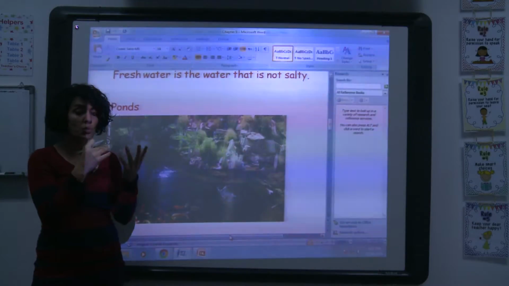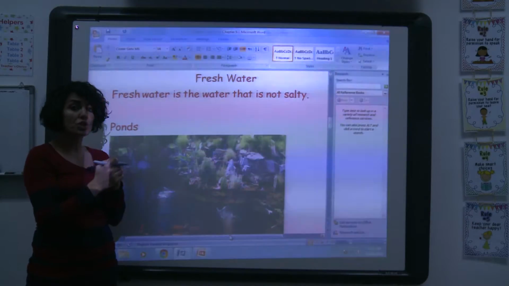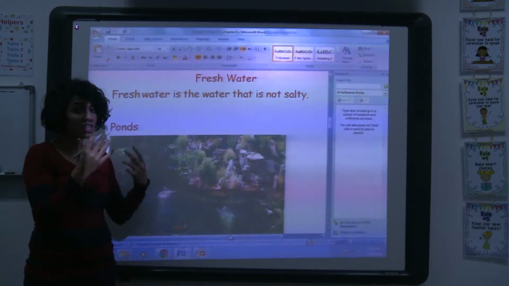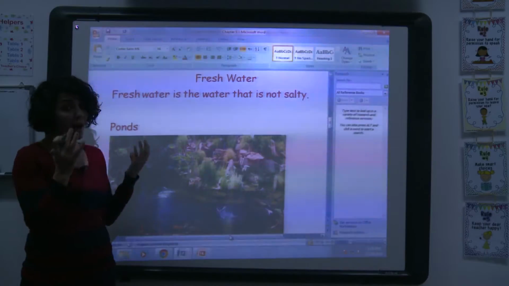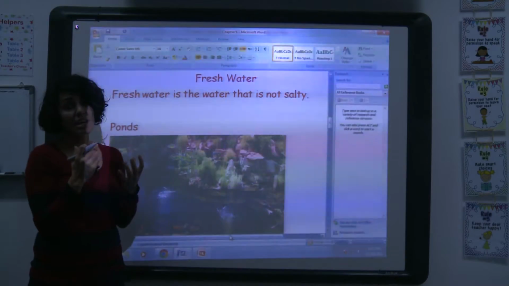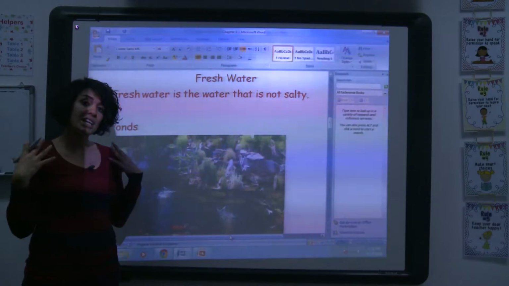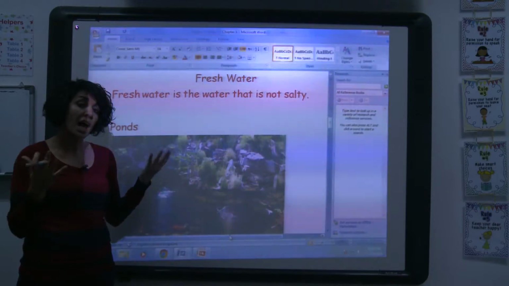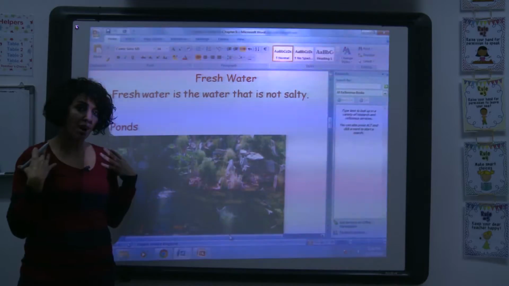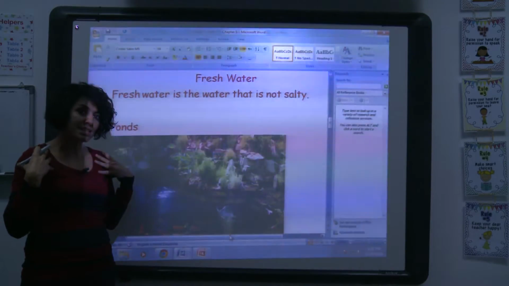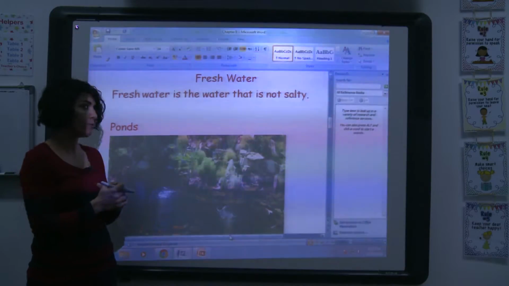We use it to clean up dishes. We use it to wash our faces. We use it to wash our hands, to clean ourselves. We use it to bathe. And it's a main need for living things. We cannot survive without water. Animals need water to survive. Humans need water to survive. And plants need water also to survive.